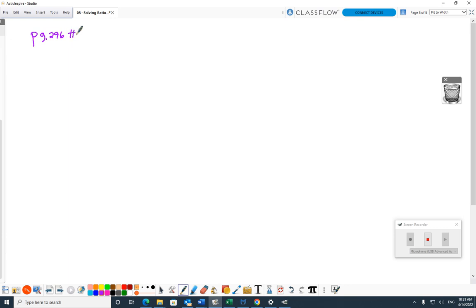Number 4D. A seemingly simple looking disaster. 7 over x minus 3, and they want 7 over x minus 3 greater than or equal to 2x over x plus 4.